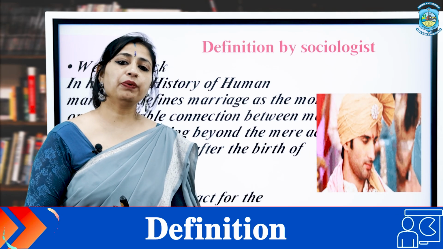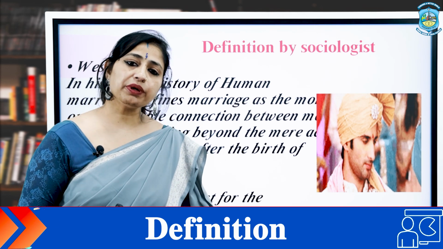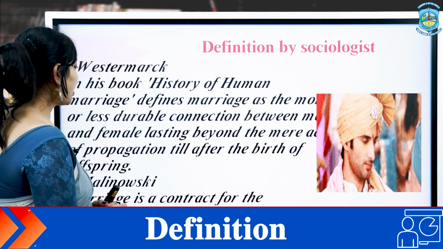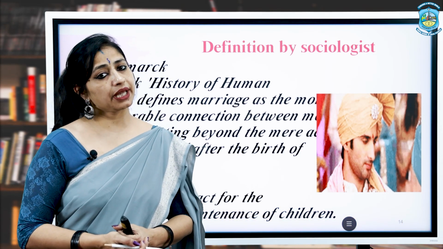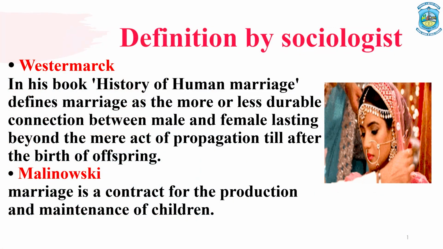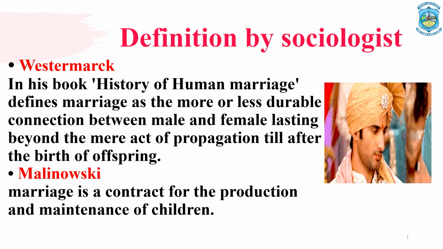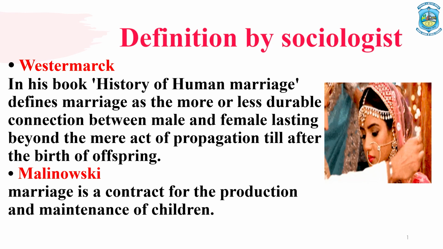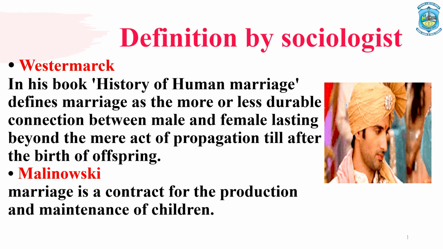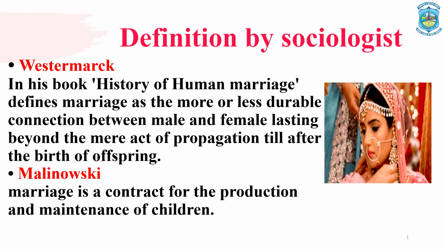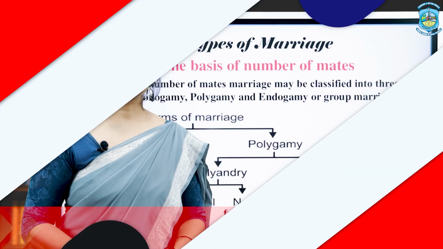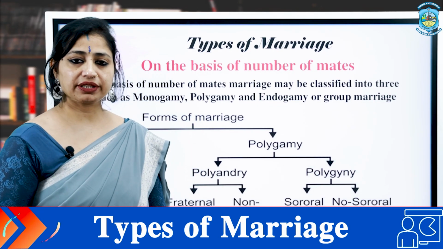Westermarck, in his book called History of Human Marriage, defines marriage as more or less durable connections between male and female lasting beyond the mere act of propagation till after the birth of the offspring. As per Malinowski, marriage is the contract for the production and maintenance of children. So let's begin with types of marriages.